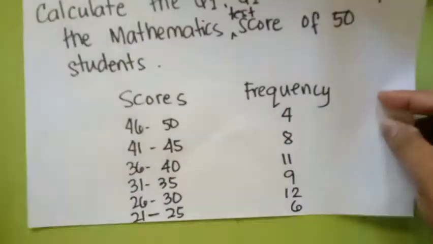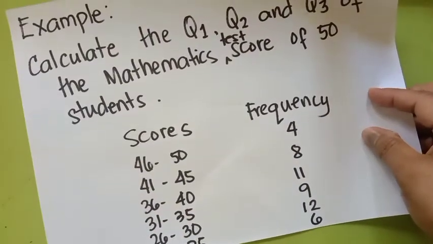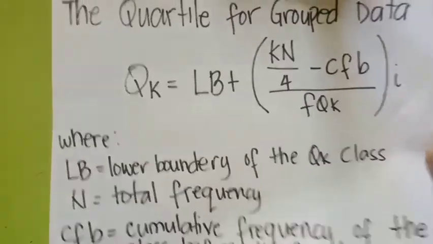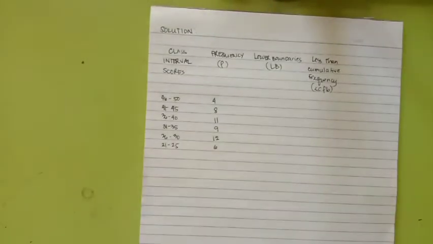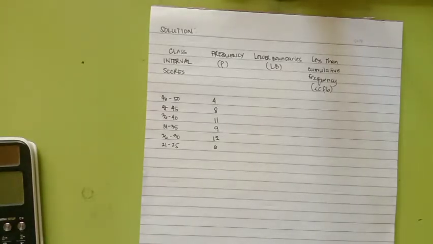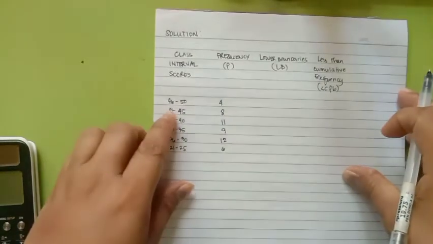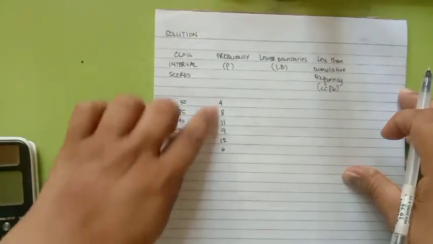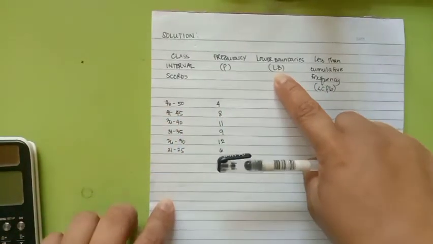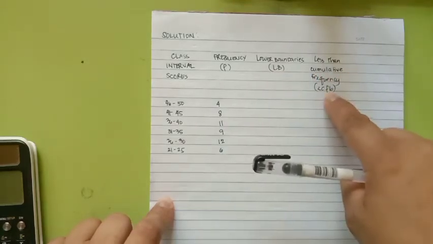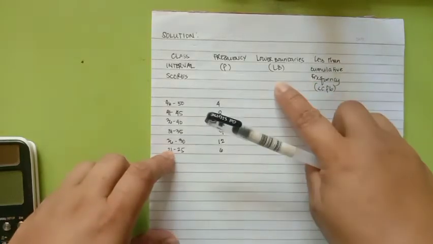Now, bago natin makuha yung mga value nitong mga variables na ito, kailangan natin kompletuhin yung table natin. Okay. So, let us complete our table. Paano natin kukumpletuhin yung table? So, this is the solution. Ito yung class interval natin kanina. These are the scores, and these are the frequency of the scores. Now, para makompleto natin siya, kailangan meron siyang lower boundaries and then the less than cumulative frequency or the CFB.